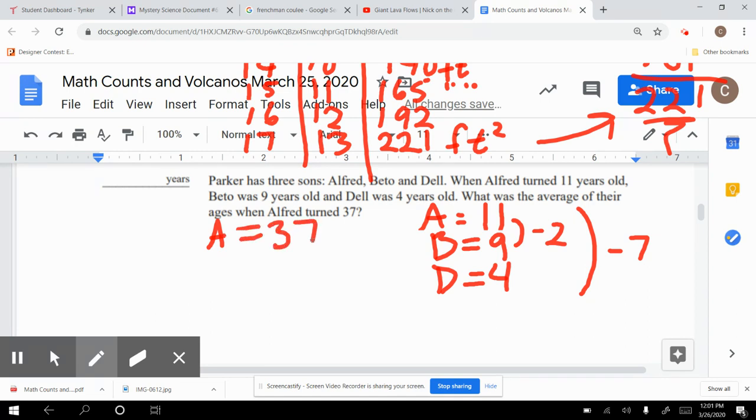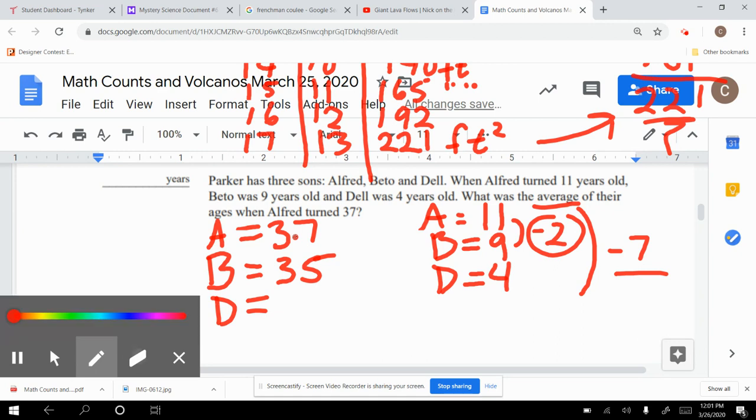Okay, what we need to do is find the average of their ages when Alfred was 37. Now we find averages by adding all of the numbers that we have together and dividing by how many data points there are. So let's do this. Beto, we know, is 2 years younger than Alfred, which would make him 35.